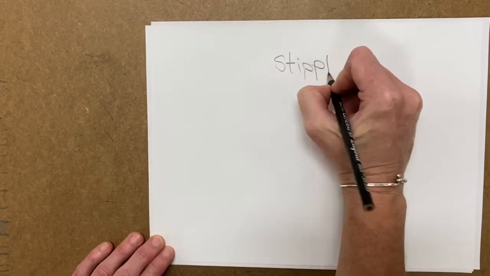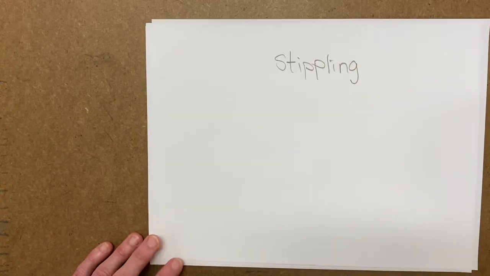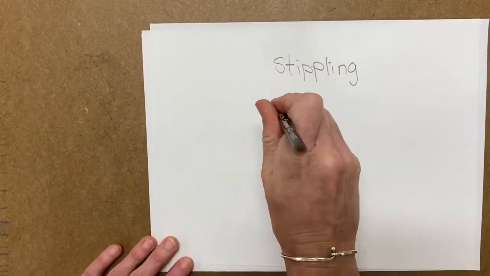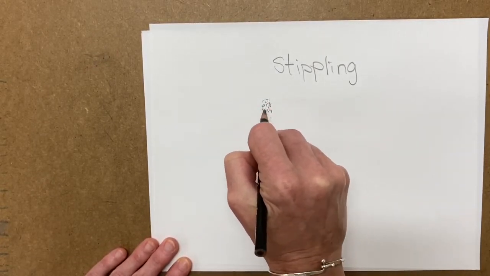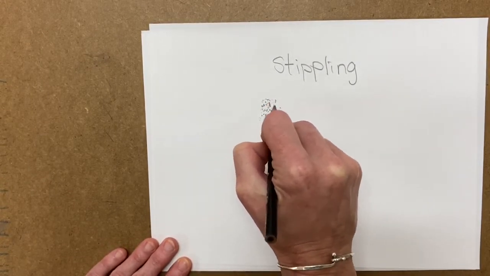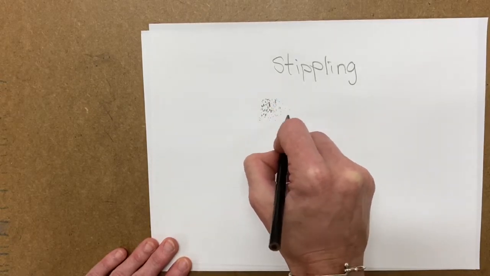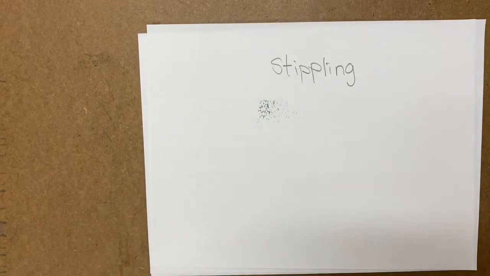Stippling is a lot of dots together to create value. The more dots you put in an area, the darker the value will be, and the fewer dots you put in an area, the lighter the value will be. Stippling is usually easier with a marker.